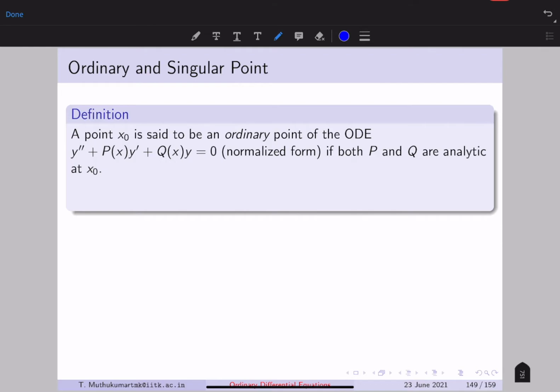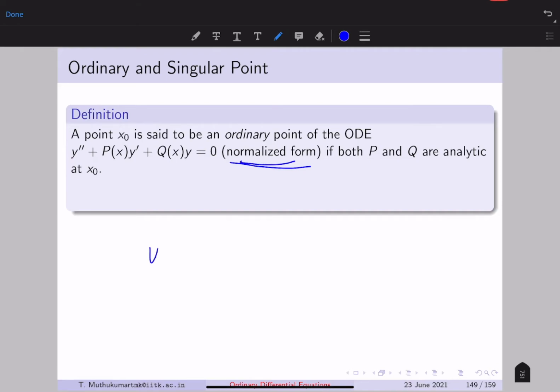So now let's give the definition of an ordinary point. Basically we are going to look at the power series method for a second order ODE or even higher. Can I do it for first order? Yes, you can do it for first order. When I say normalized form, I basically mean that the leading coefficient has been divided out, so you make the higher order derivative's coefficient 1 by dividing. That's what is called normalized form.